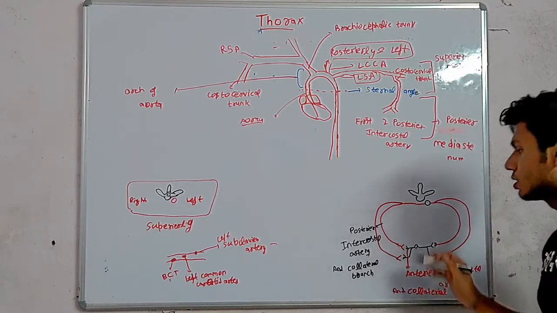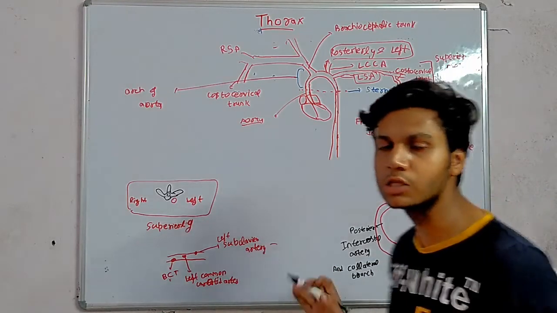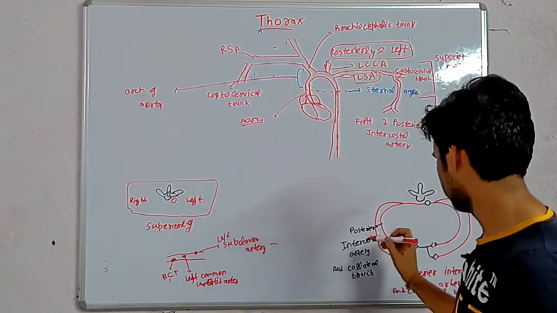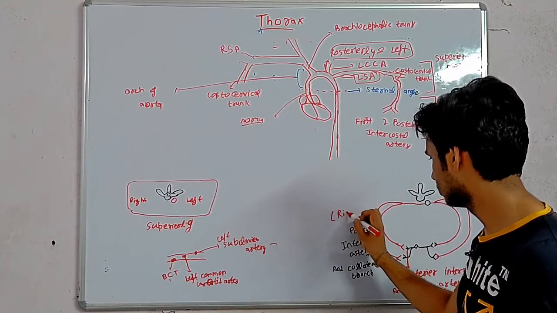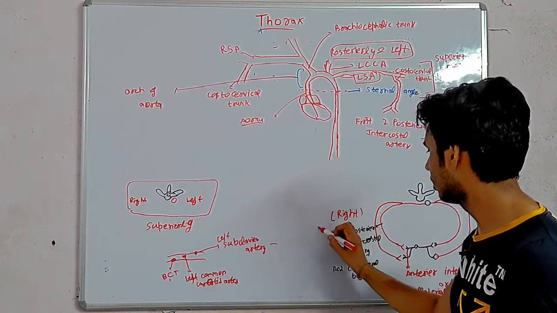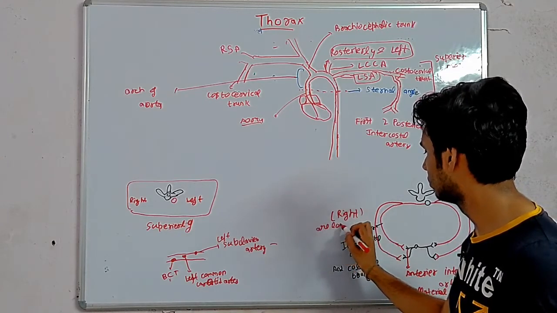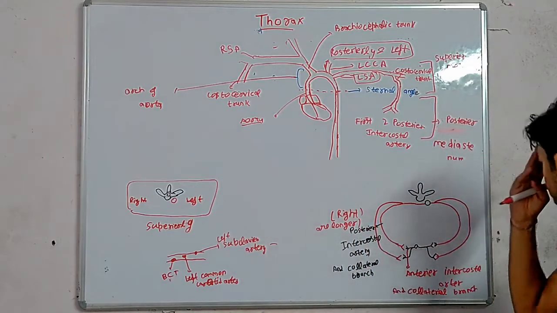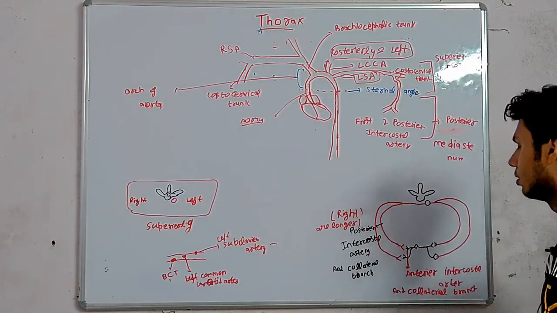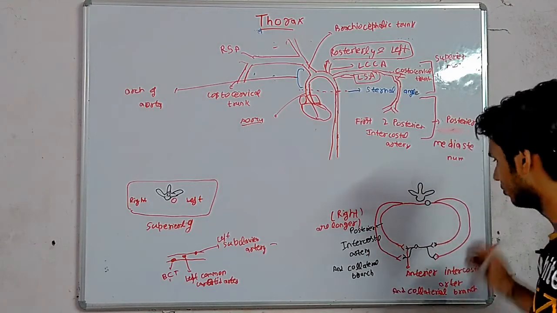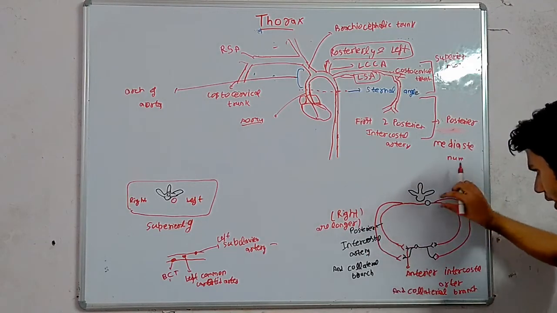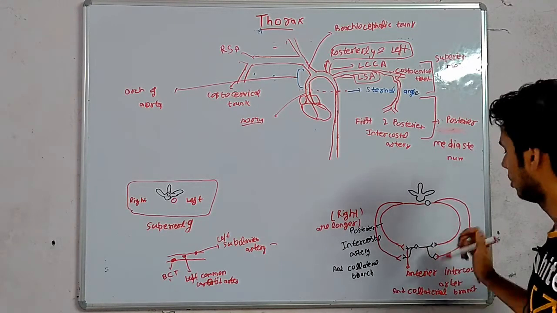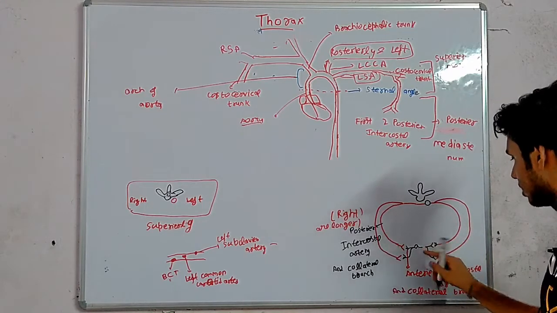So right posterior intercostal arteries are slightly longer than left. Right ones are longer. Because we know the aorta is on the left side, the right has to cover the whole right side of the thorax, and the left is just emerging and coming anteriorly, and anastomoses with this artery. These are the two arteries.